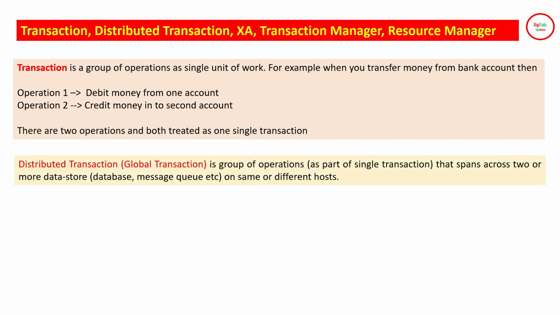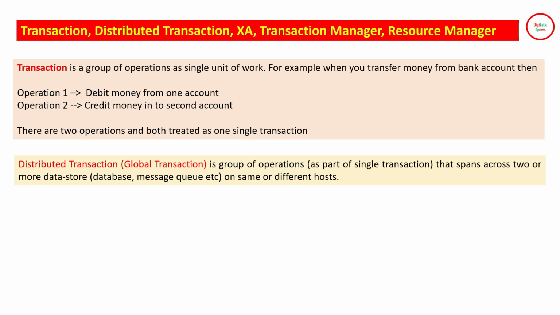Okay, so now what exactly is a distributed transaction, which is also called the global transaction? It is a group of operations as part of a single transaction that span across two or more data sources or data stores, like the database. It could be a messaging queue, or it could be any other data source, which could be on the same or on a different host, right? So this kind of transaction, where multiple operations are involved in a single transaction, is also called a distributed transaction, or a global transaction. Okay, where we are updating multiple data sources at the same time.